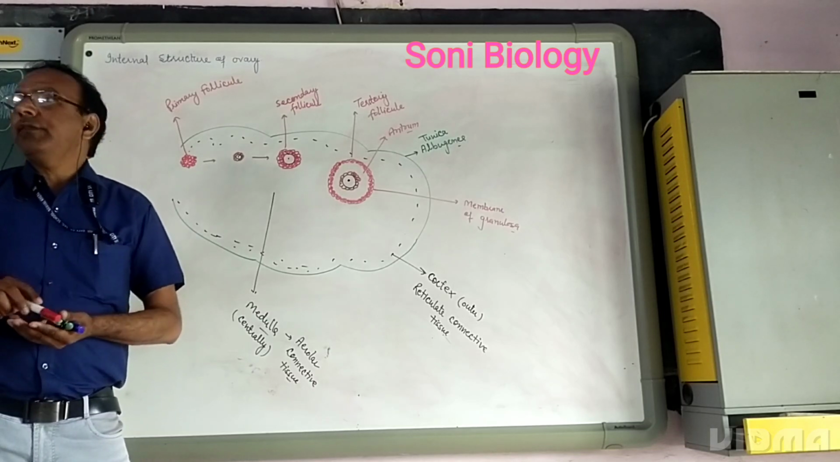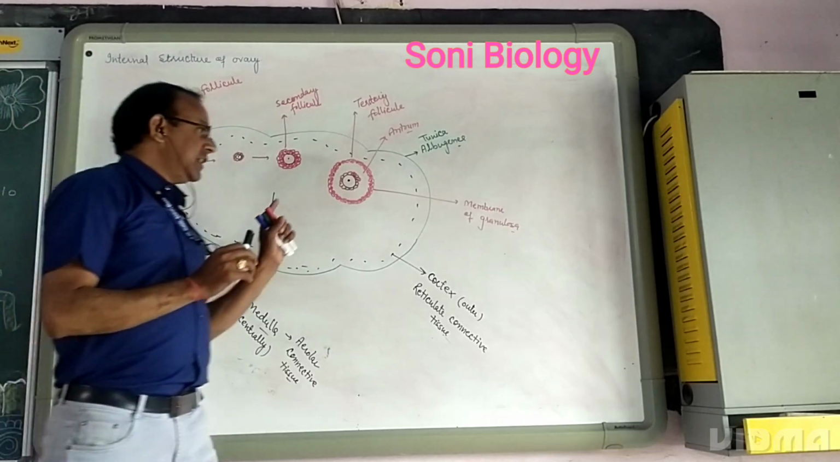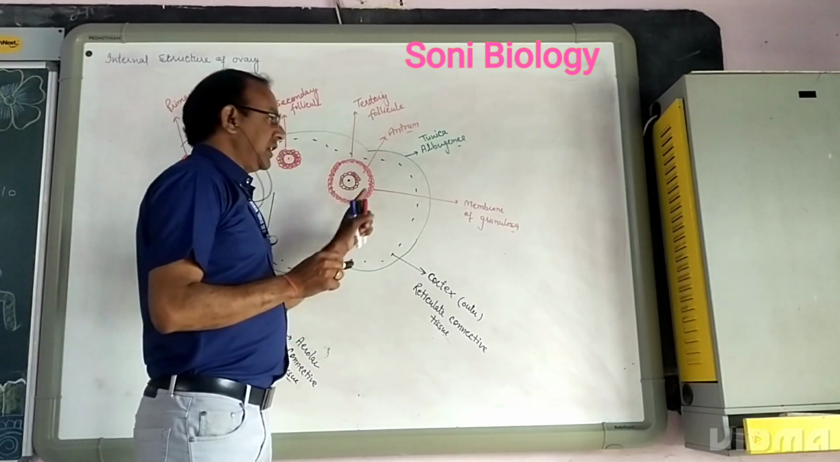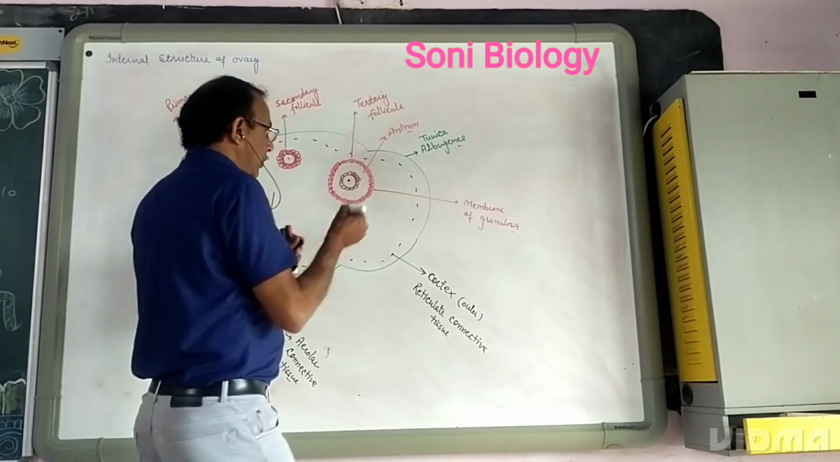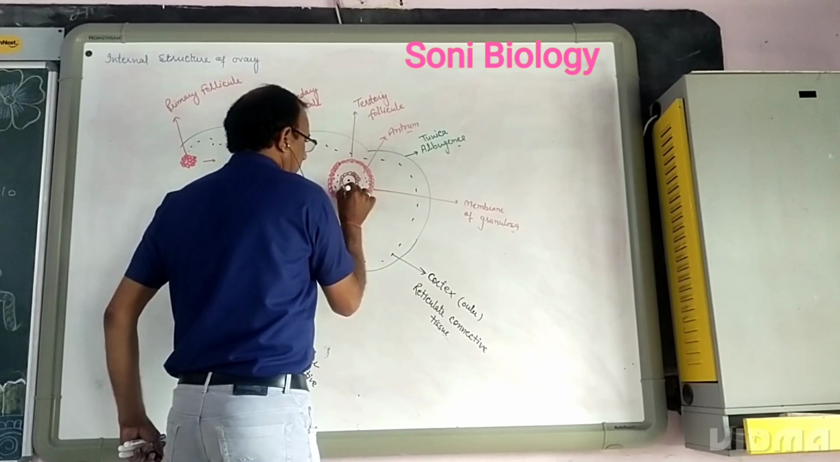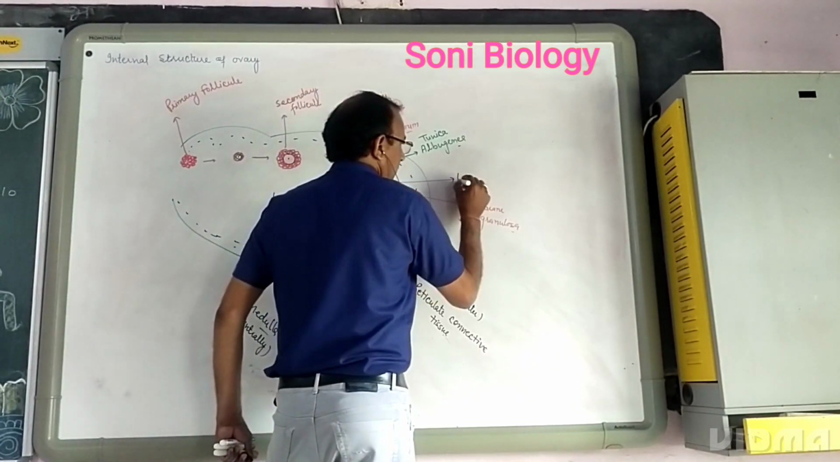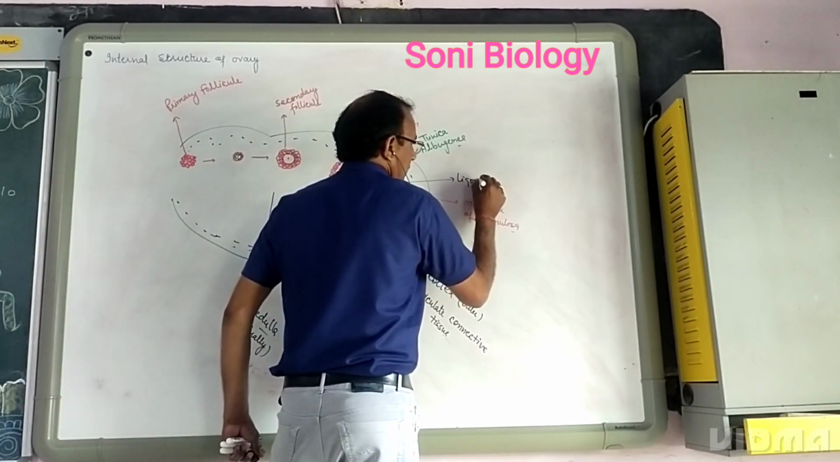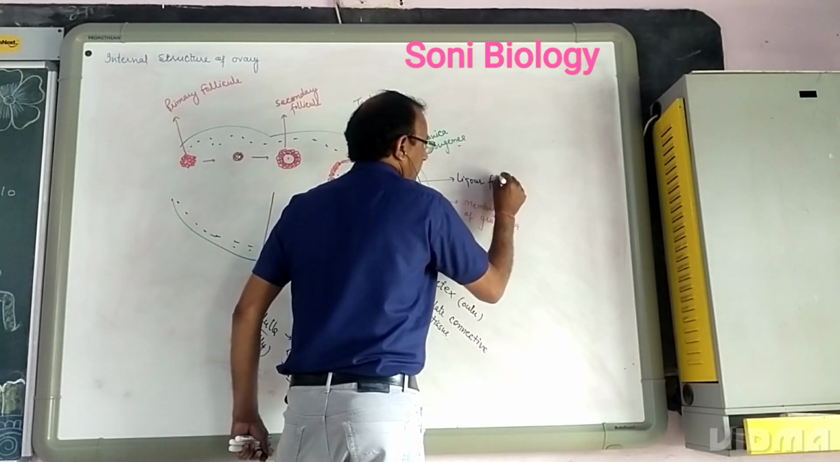The antrum is filled with a fluid. That fluid is secreted by the follicle cells. This fluid is called liquor folliculi.